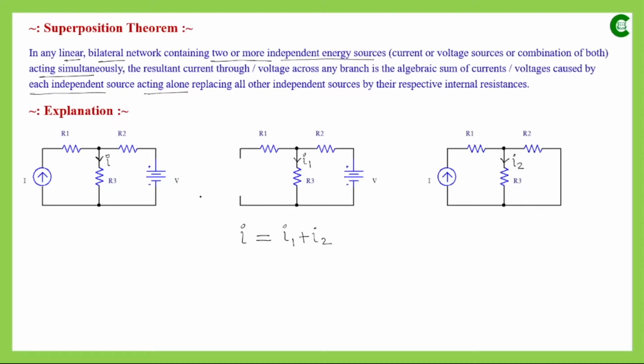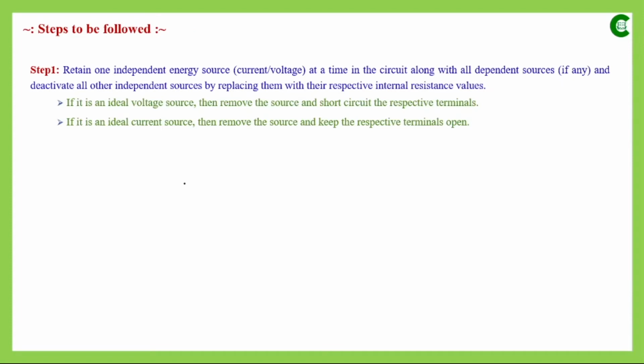Now we will see the steps that are followed when we apply the superposition theorem in an electrical network to simplify it. In the first step we retain one independent energy source, whether voltage source or current source, at a time in the circuit along with all dependent sources. The electrical network, along with two or more independent sources, may or may not have dependent sources. If it has any dependent source, we will retain that dependent source along with a single independent energy source in the circuit at a time.